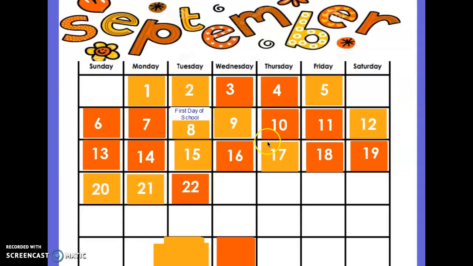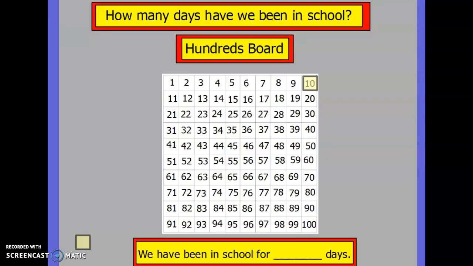Let's go ahead and count how many days we've been in school. So here's the first day, 1, 2, 3, 4, 5, 6, 7, 8, 9, 10, 11. So we've been in school now for 11 days. This is our 11th day of school.